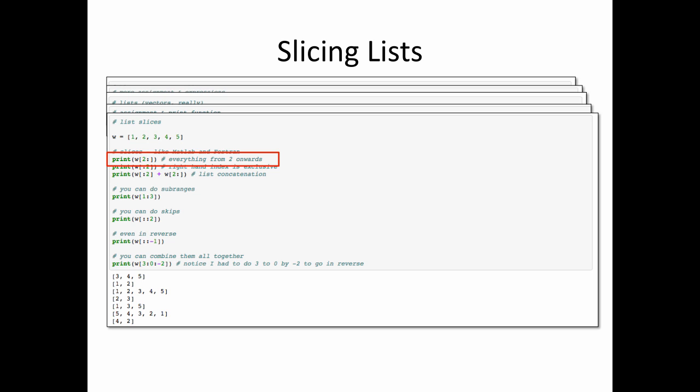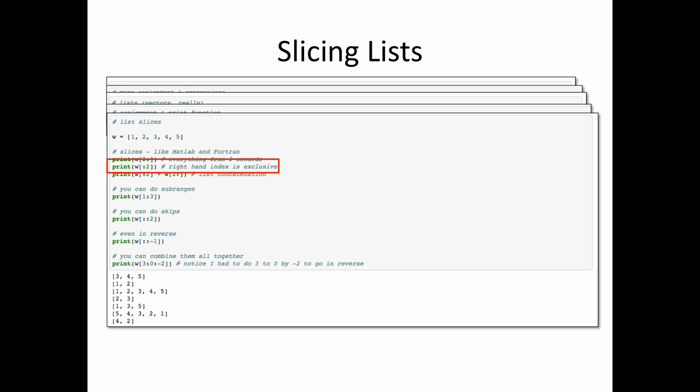Now, the number before the colon indicates where you want to start to get the elements. Python lists use a zero-based indexing scheme, which means the first element has an index of 0. So an index of 2 indicates the value 3 in W. On the right-hand side of the colon, there's no value specified, which just means you want to get the elements all the way to the end. So if you run this command, print W starting from index 2 all the way to the end, you are going to get the result 3, 4, 5.